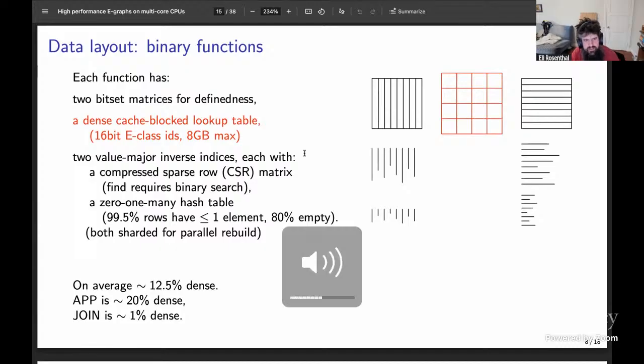So the dense lookup table, why do you need it? Why aren't the bitset matrices enough? Why can't you index into those directly? I think I'm just missing something here.